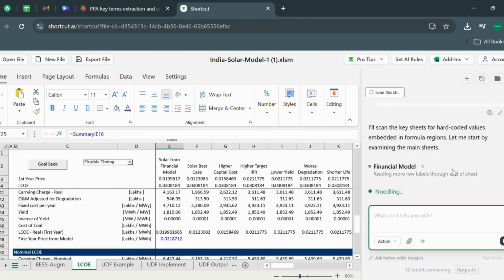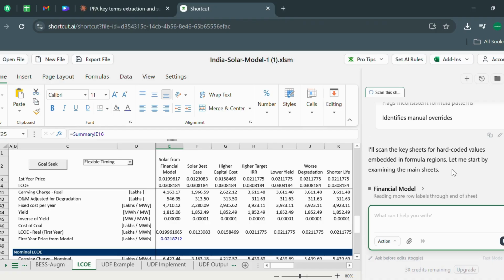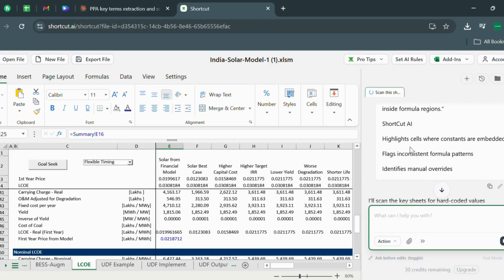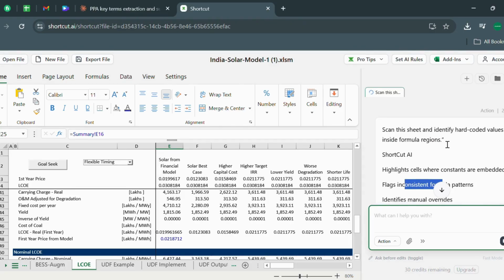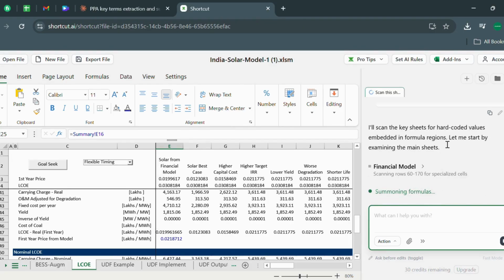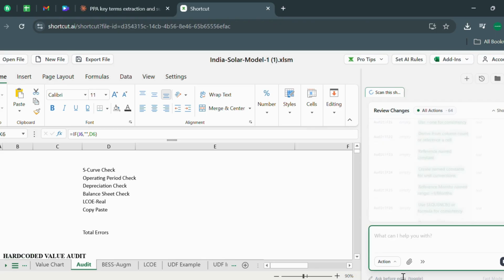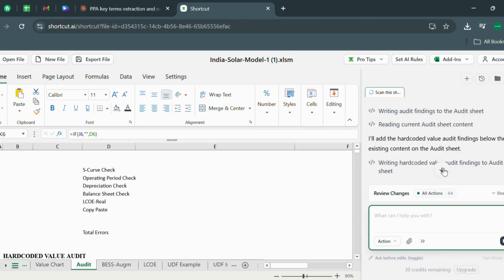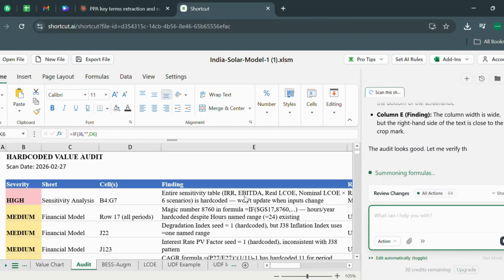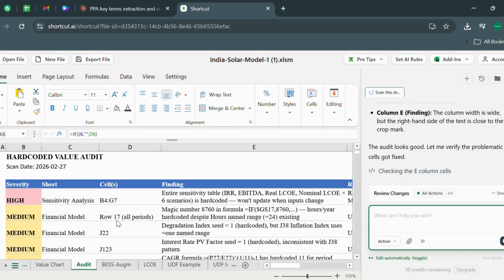For example, we put prompt number one, model integrity check. You can ask: scan this sheet, identify hard-coded values inside formula regions. Shortcut AI highlights cells where inconsistencies are embedded, flags inconsistent formula patterns, identifies manual overrides. Prompt number two is DSCR validation. You ask: validate the DSCR calculation logic and flag inconsistencies. Shortcut AI will check the CFADS, that is cash flow available for debt service, formula consistency, ensure the debt service references the correct cells, and flag mismatches across years.